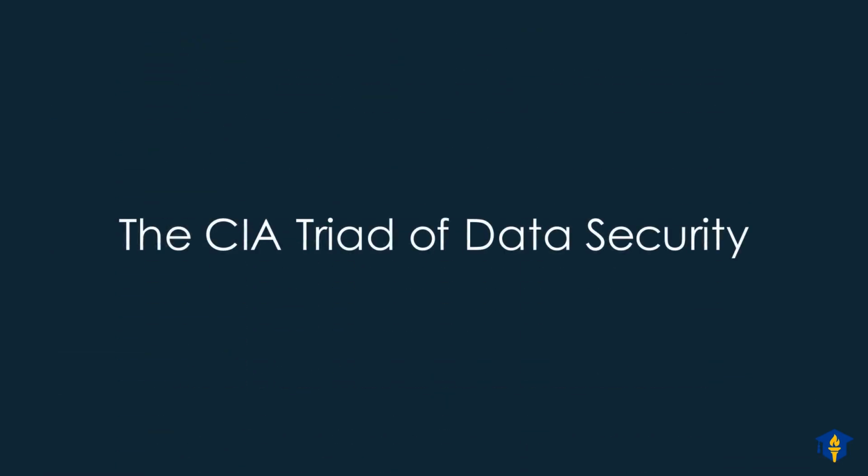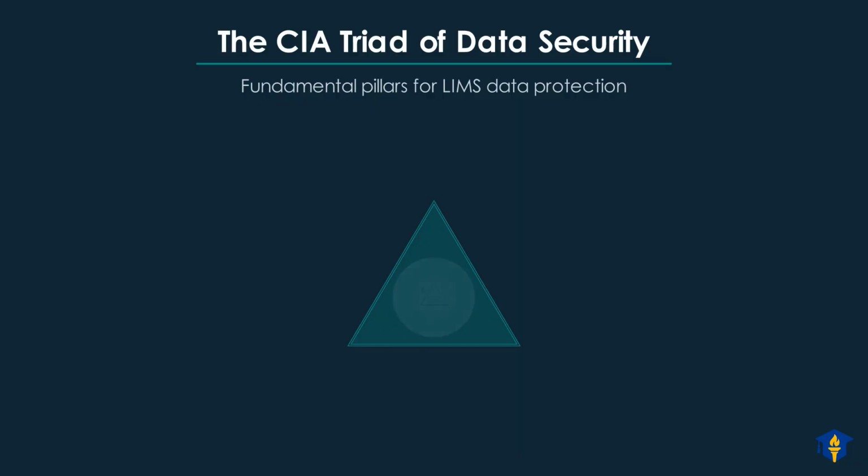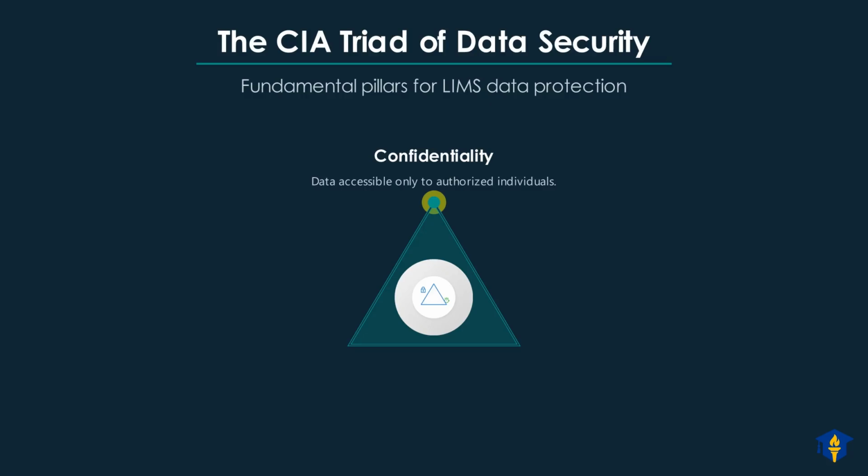We will now discuss the CIA triad of data security, fundamental pillars for LIMS data protection. These principles ensure the confidentiality, integrity, and availability of sensitive lab information. Confidentiality means that data should only be accessible to authorized individuals within the system. This principle ensures that sensitive information is protected from unauthorized viewing or access.